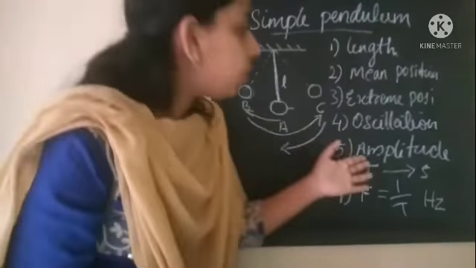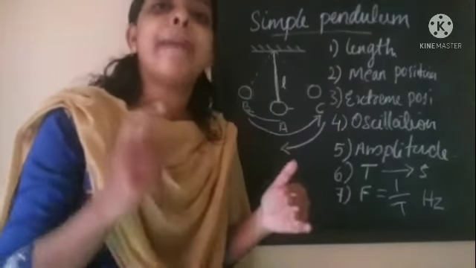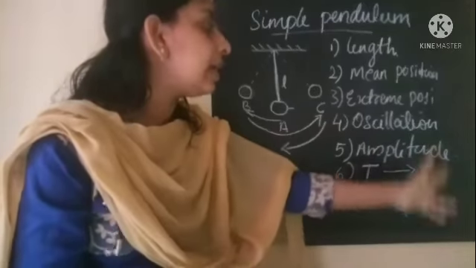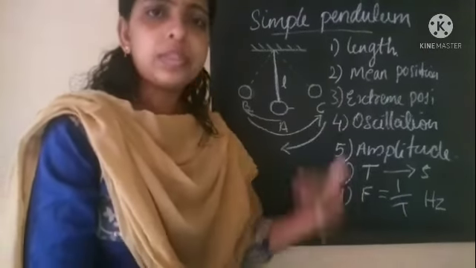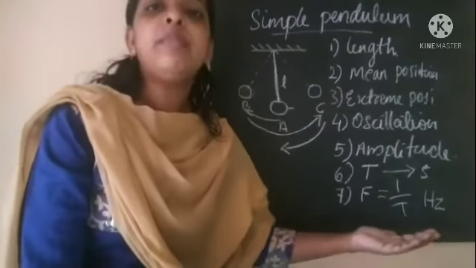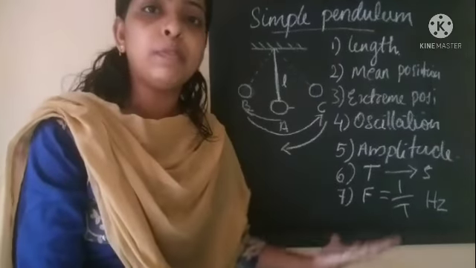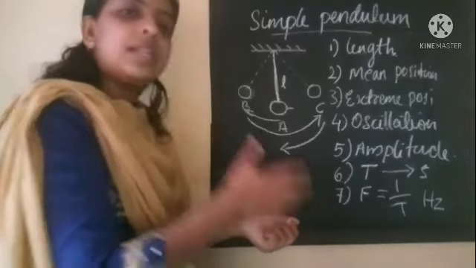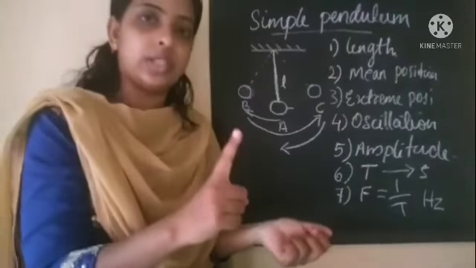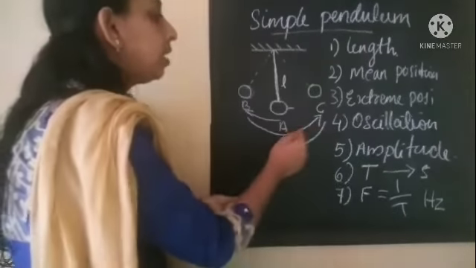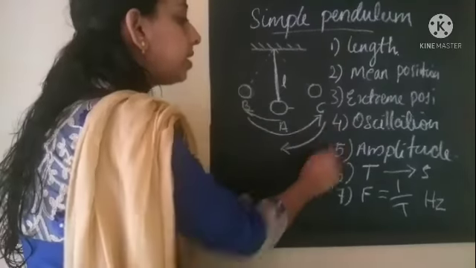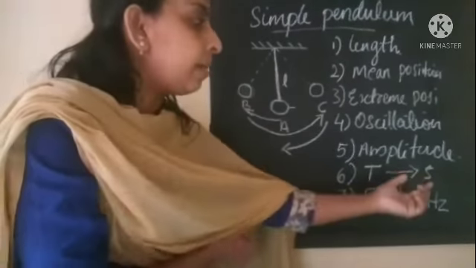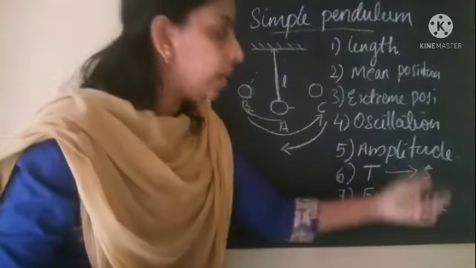Okay, then next one is amplitude. Amplitude is the maximum displacement of the bob from the mean position. Then time period. The time period is the time taken by the bob to complete one oscillation. One oscillation means the time for A to B, B to C and C to A. That is considered as time period. We can measure it using the unit seconds.